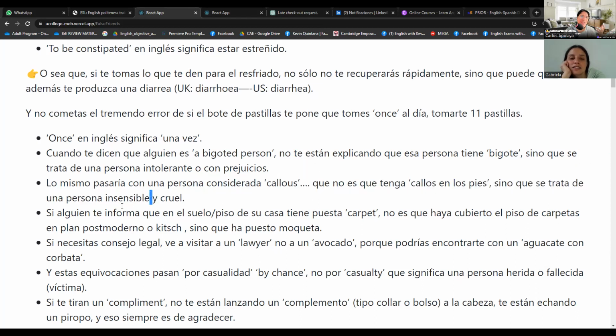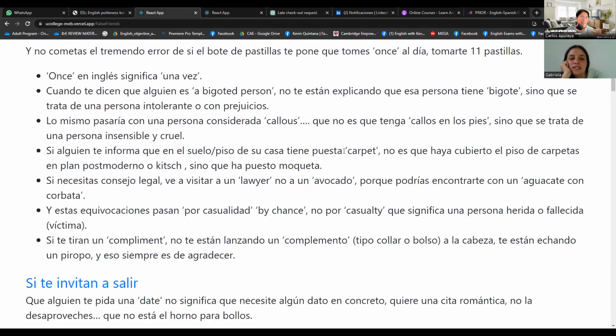Ajá. Si alguien te informa que el suelo o el piso tiene puesta carpet, no quiere decir que está cubierto de carpetas, sino que ha puesto una moqueta o una alfombra. Si necesitas un consejo legal, visita a un lawyer o un attorney, no a un avocado. El avocado porque podrías encontrarte con un aguacate con corbata. Y estas equivocaciones pasan por casualidad, o sea que pasan by chance, no por casualty. Recuerda que casualty se refiere a la persona herida o fallecida, víctima.